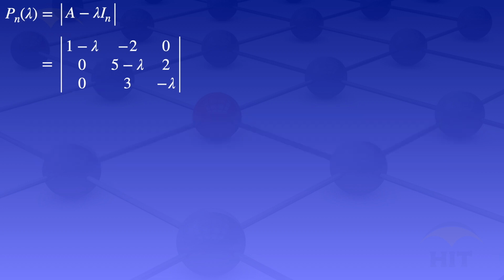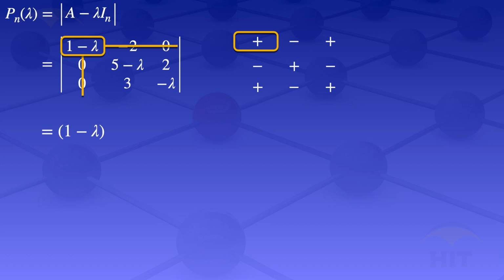So using this column, I will look at the element in this column, the 1 minus lambda. Then consider the array of positive, negative, positive. So I'll cover the row and the column containing the 1 minus lambda. And we take note that the 1 minus lambda is sitting on a positive. So when we evaluate our determinant, we would have 1 minus lambda multiplied by the determinant of the uncovered elements. The uncovered elements there are 5 minus lambda, 2, 3, minus lambda. So it will be multiplied by the determinant of 5 minus lambda, 2, 3, minus lambda.